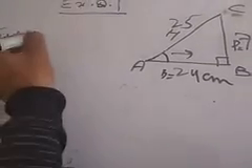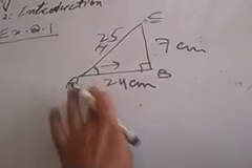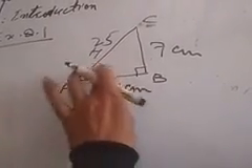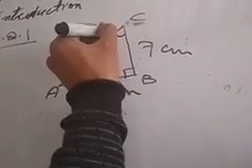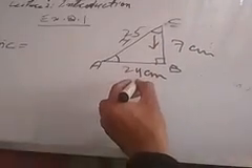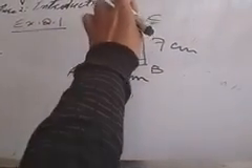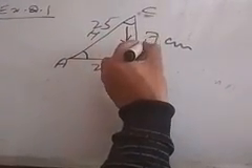Then the second part is find sin C and cos C. Now my angle is C, so the opposite side is the perpendicular. Earlier it was the base, now it is the perpendicular because the angle is now C, and this other one is the base.